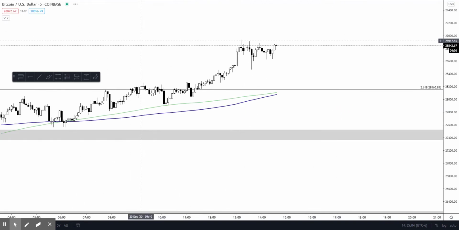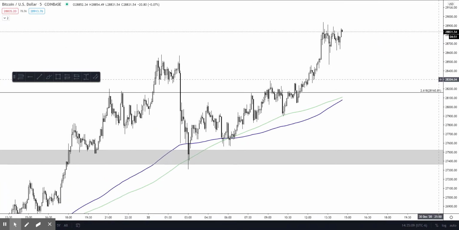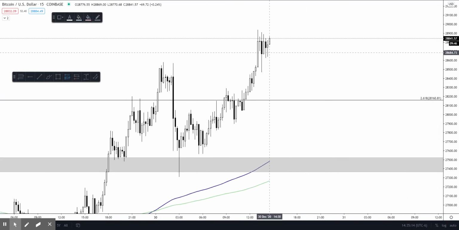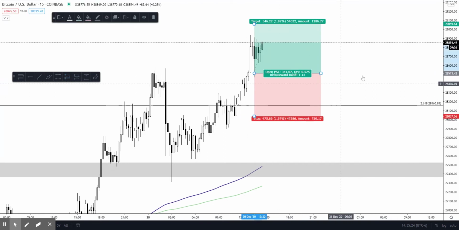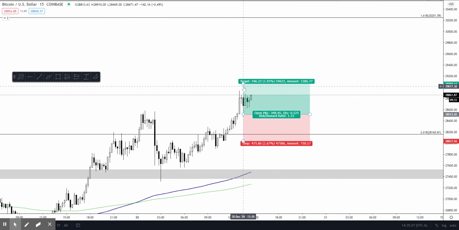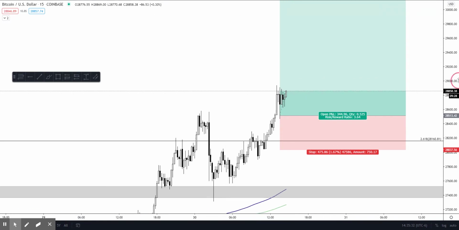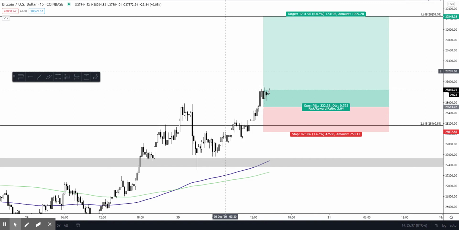All right. So what time frame are you trading? 15 minutes. Okay, so where did you enter? 28.5 with a stop loss below 28K. Yeah, that looks like it makes sense in my opinion. Yeah, looks like a good trade. I think so too, actually.